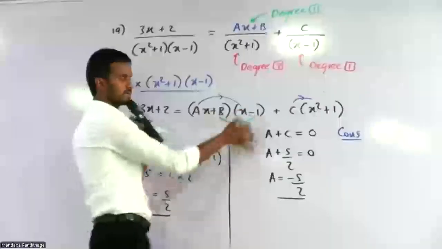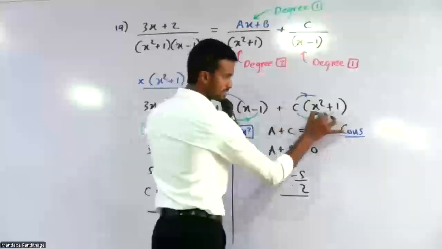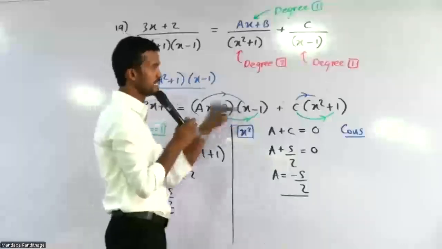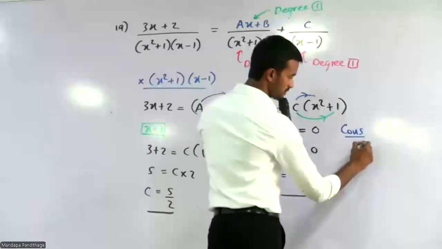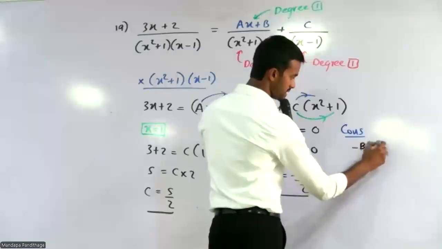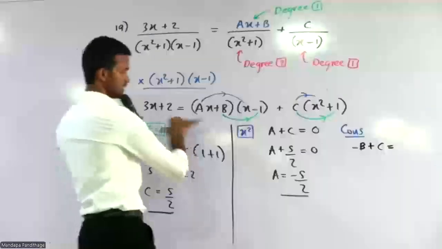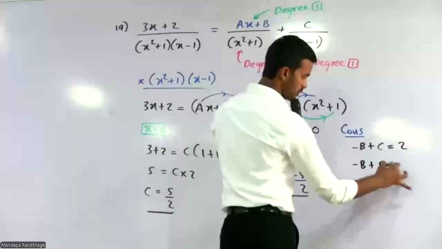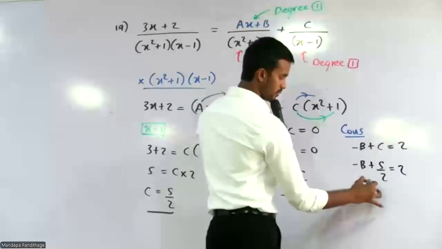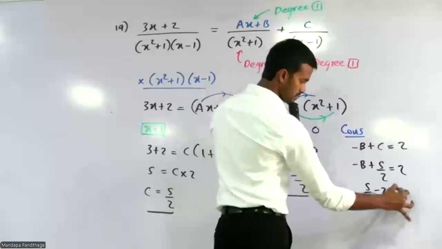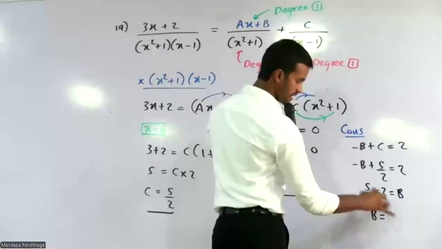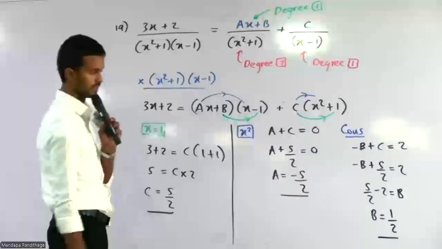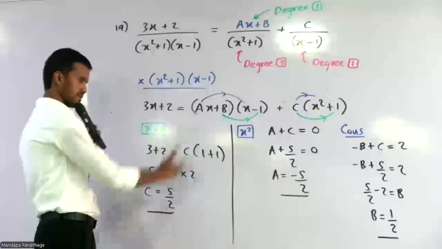So the only constant here is minus b. The other constant is c. So the constant is minus b plus c, and it is equal to, what is the constant here? It's 2. Now you can say that c is equal to 5 over 2. I'm taking b and 2 to this side. So I get b, when you simplify this, it's 5 minus 4, it's 1 over 2. So b is equal to half. Clear?